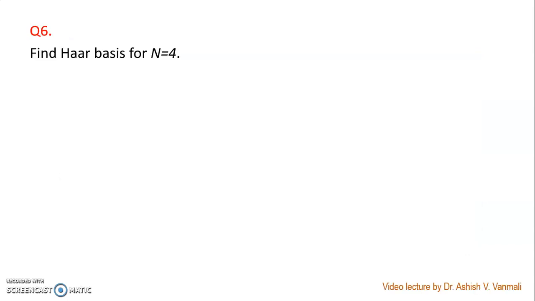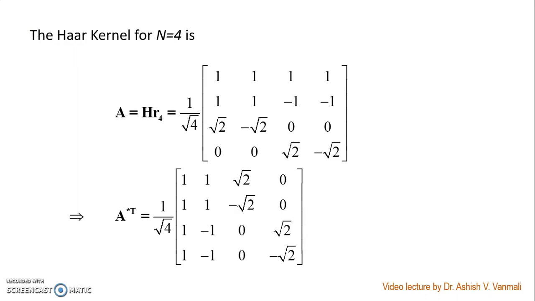So over here the question is to find the Haar basis for N equal to 4. We have already seen the Haar transformation matrix in the previous problem. So it's a 4 cross 4 matrix with the value 1 upon root 4, 1 1 1 1, 1 1 minus 1 minus 1, root 2 minus root 2 0 0, 0 0 root 2 minus root 2. Hence the corresponding A conjugate transpose will be 1 upon root 4, 1 1 root 2 0, 1 1 minus root 2 0, 1 minus 1 0 root 2, 1 minus 1 0 minus root 2.